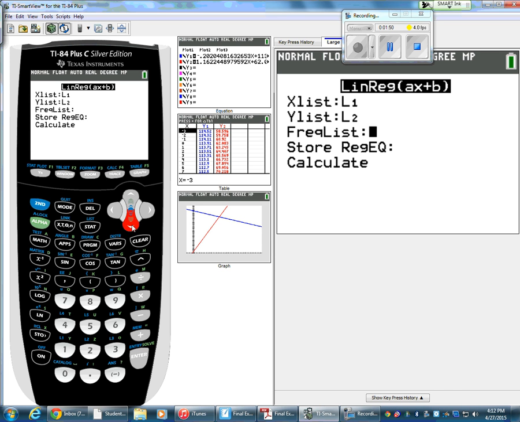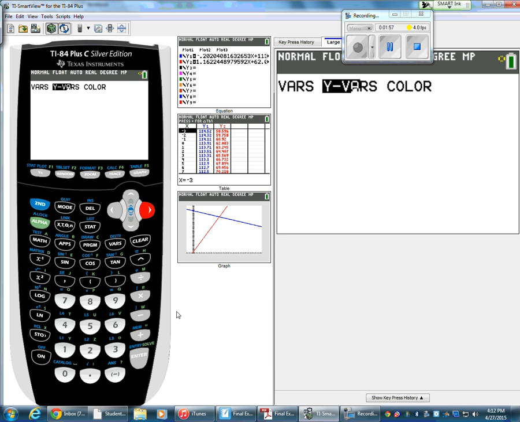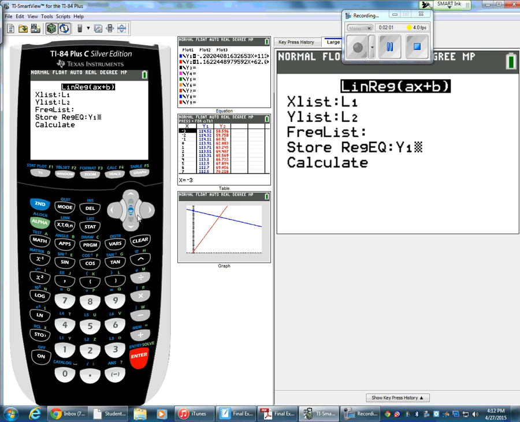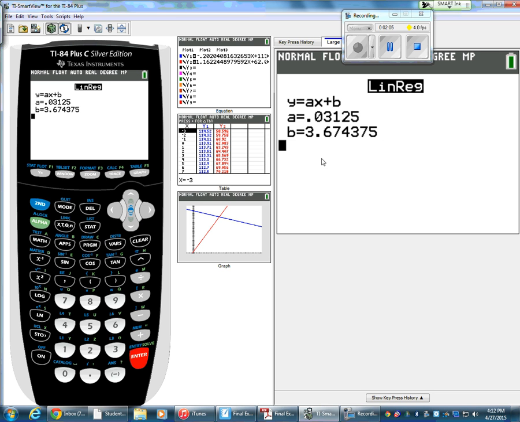I am going to store my regression equation in Y1 just because I might want to use it. So go to VARS, arrow over to Y-VARS, enter. I'm going to tell it to put it in Y1. You don't have to do that, but it sometimes can help. So calculate. It asks me to round to 4 decimal points.